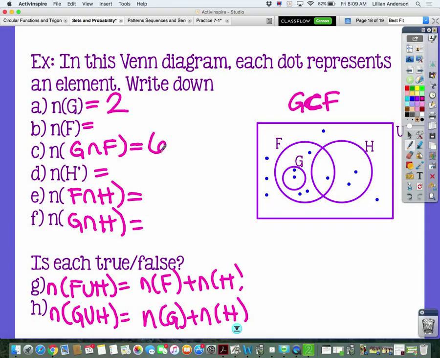So how many dots is that? That's 6. Now the next one is the number of elements in everything that's not in H. Well, here's H. How many dots are not in H? That's 1, 2, 3, 4, 5, 6, 7, 8, 9, 10.